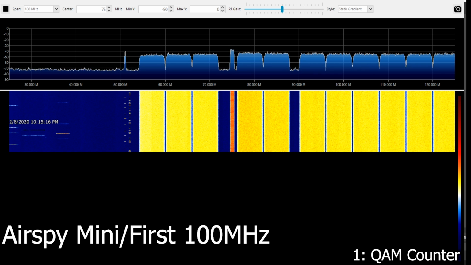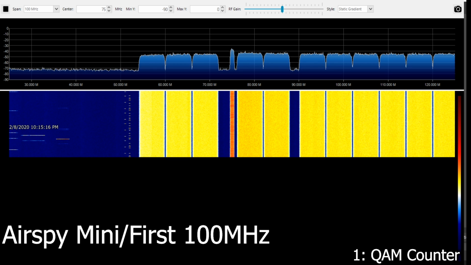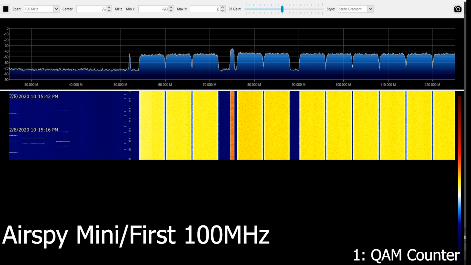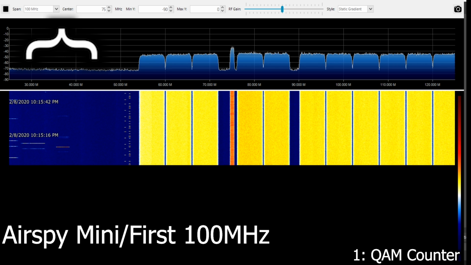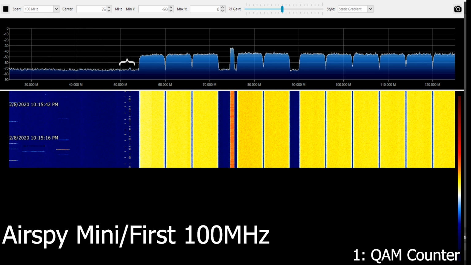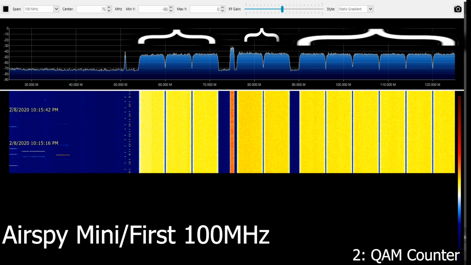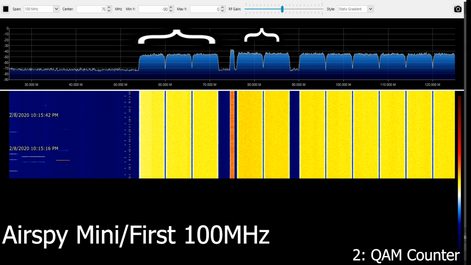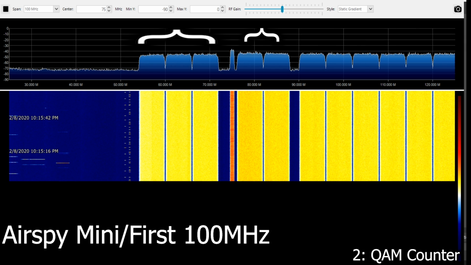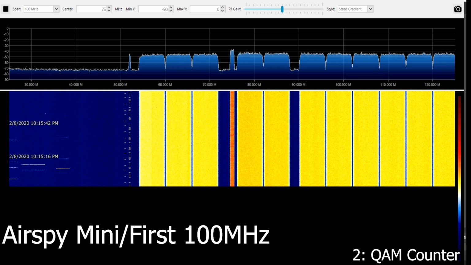This is the first 100 MHz of spectrum. This is being seen using an Airspy Mini. And we see to the left we have some spread spectrum looking things. We have some random packetized stuff that's showing up here and there. We also have some QAM 256 channels, which are likely downstream channels of some sort, or maybe some type of control channel for the cable network. Again, not being super familiar with DOCSIS 3, I couldn't really say for sure.